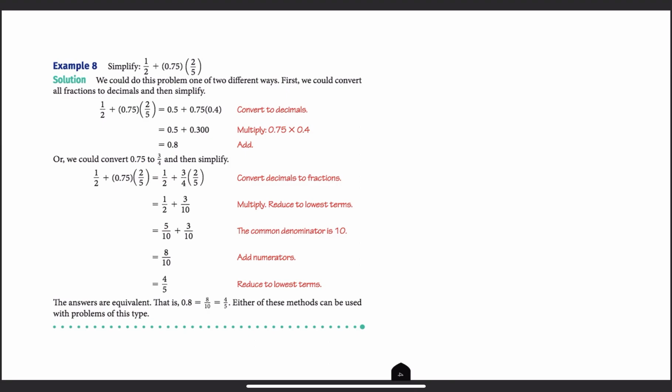So now we can simplify an expression. 1/2 plus 75 hundredths times 2/5. So we've got a couple of different options, right? I could convert everything into decimals. That might be the easiest thing to do. So 1/2 as a decimal is 0.5.